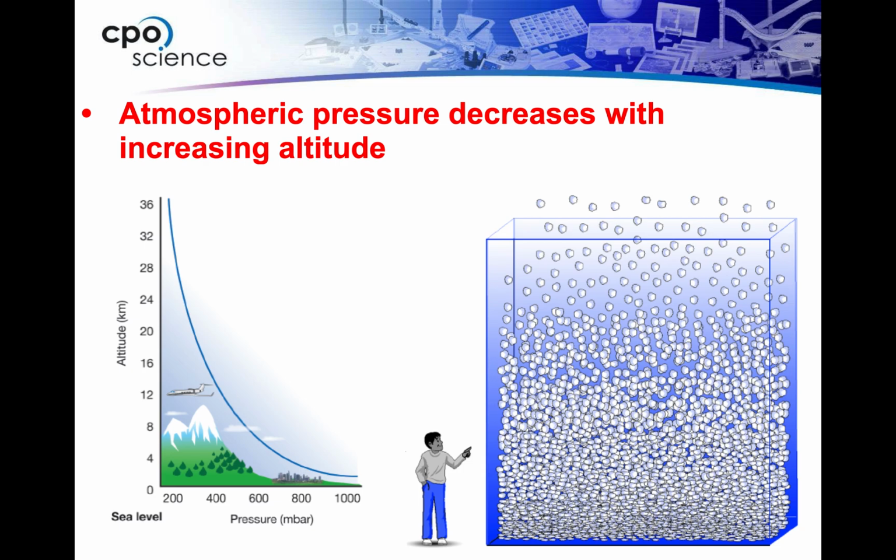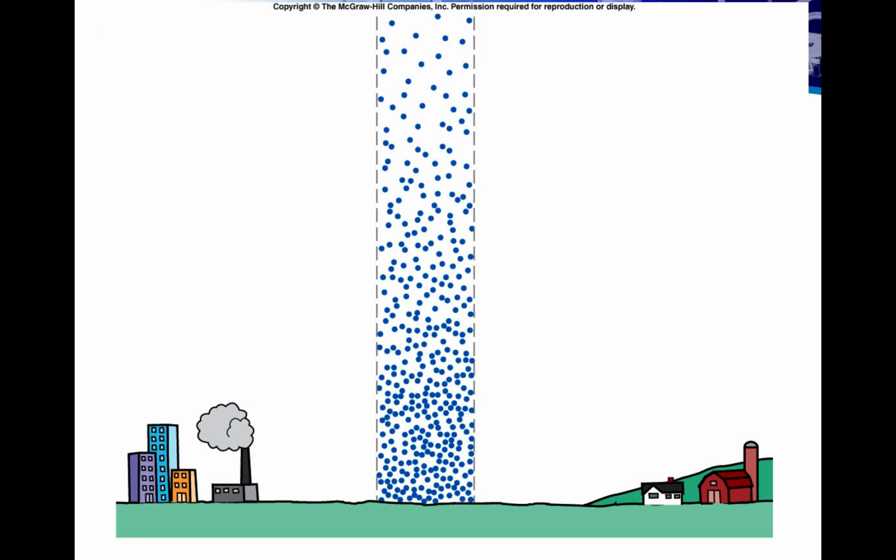So atmospheric pressure decreases with increasing altitude. Just think about that. The higher up you go, the less air pressure there is. Here's just another picture showing us that. Can't get enough pictures of this. Air molecules are closest together near Earth's surface, so you're going to have higher air pressure. Further away from Earth's surface, they're farther apart, so air pressure is lower.